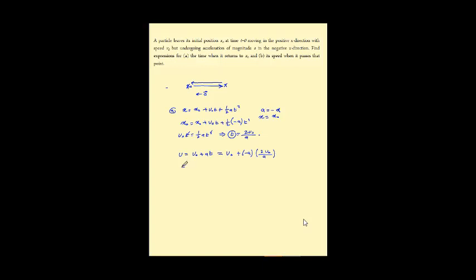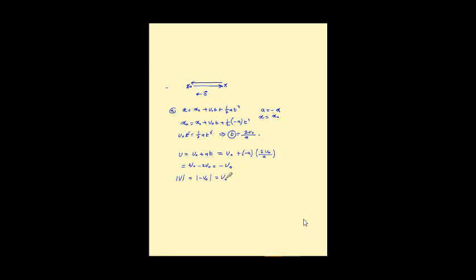And this is equal to 2 minus v0 minus 2v0, and this is equal to 2 minus v0. And if we need to find the speed, which is the absolute value of the velocity, we obtain the square root of the absolute value of minus v0, and this is equal to v0.